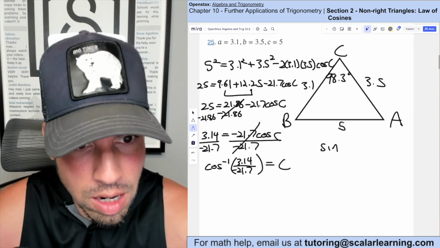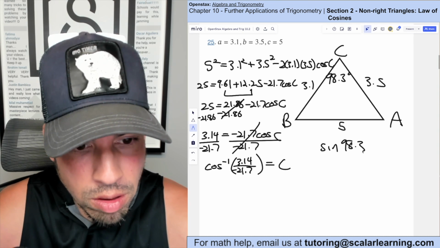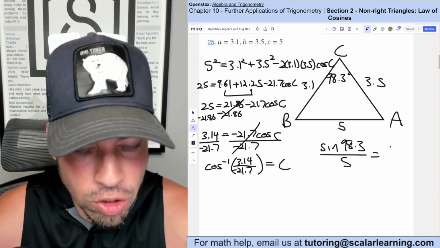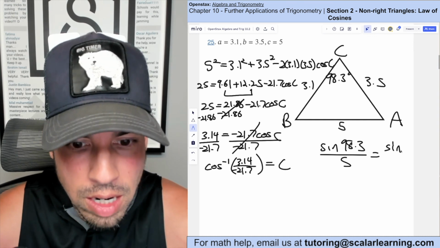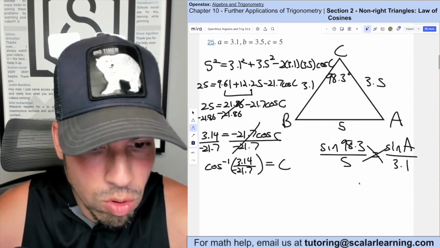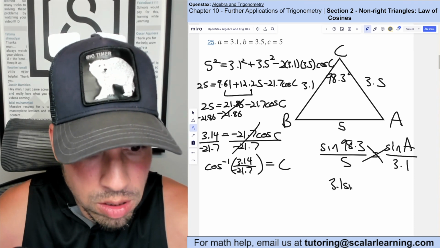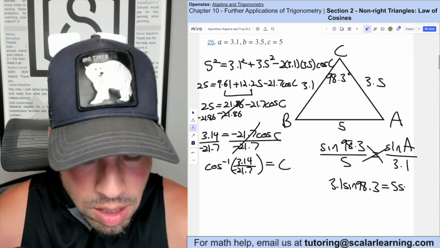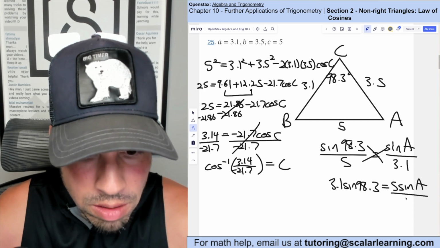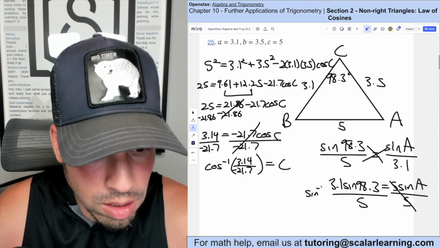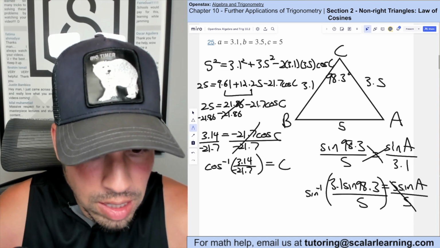So now I can say sine of that 98.3 over 5 is equal to, let's solve for A, how about just randomly? I could have solved for B, but sine of A over its opposite side, which is 3.1. Now we're going to cross multiply, and we got 3.1 sine of 98.3 is equal to 5 sine of A. Then we're going to divide by 5 like so. And then we have to take arc sine of this side, right? Because that's how we get rid of the sine.